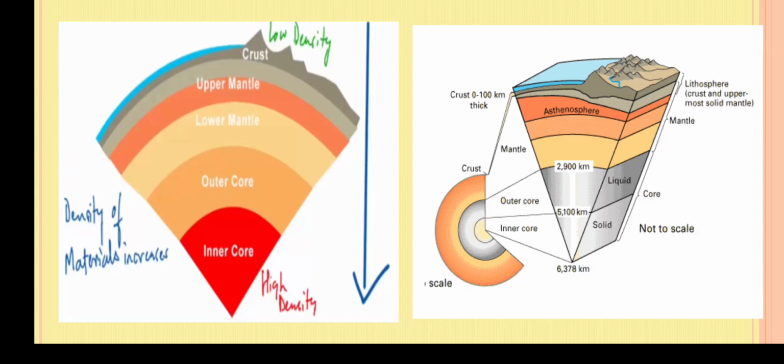Now we will talk about the density. As we know, if we move from the crust toward the interior of the earth, the density goes on increasing. So the crust has the lower density and the mantle has the higher density.